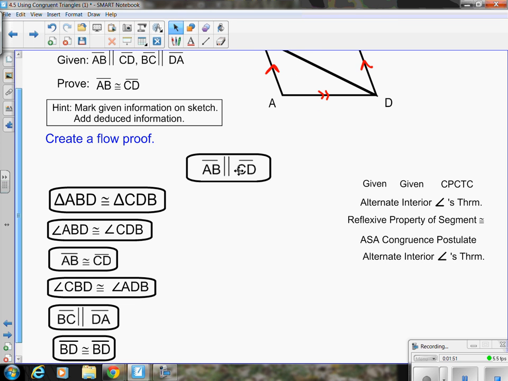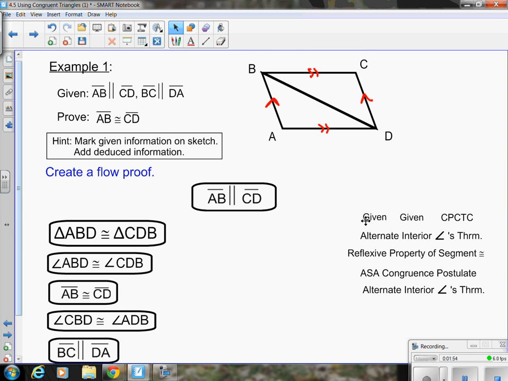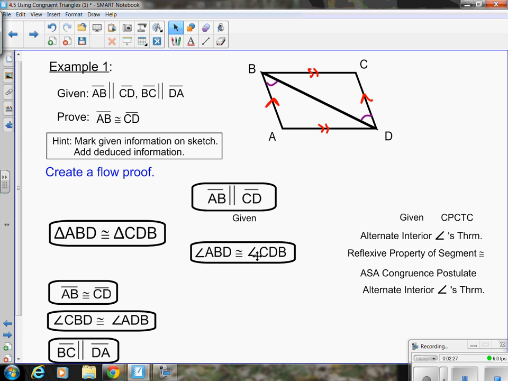If I knew AB is parallel to CD, that's given. What do I know when I have parallel lines? I'm always looking for angles. So if I get my pen out here again, I'm ignoring these lines here for now. And I'm just looking at, here's my parallel lines and here's a transversal. This angle and this angle have to be congruent. So I'm going to find those angles, angle ABD and angle CDB. And that is the alternate interior angles theorem.